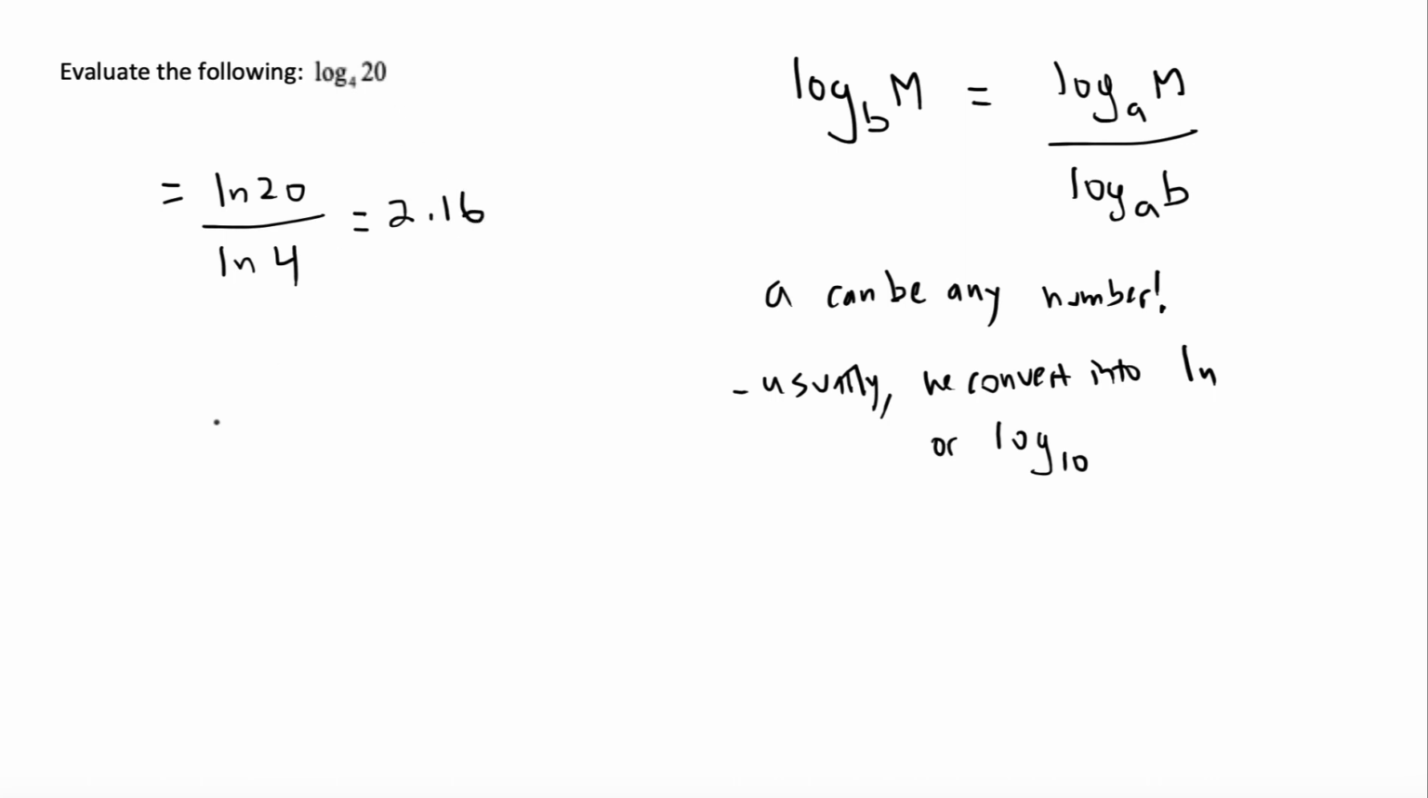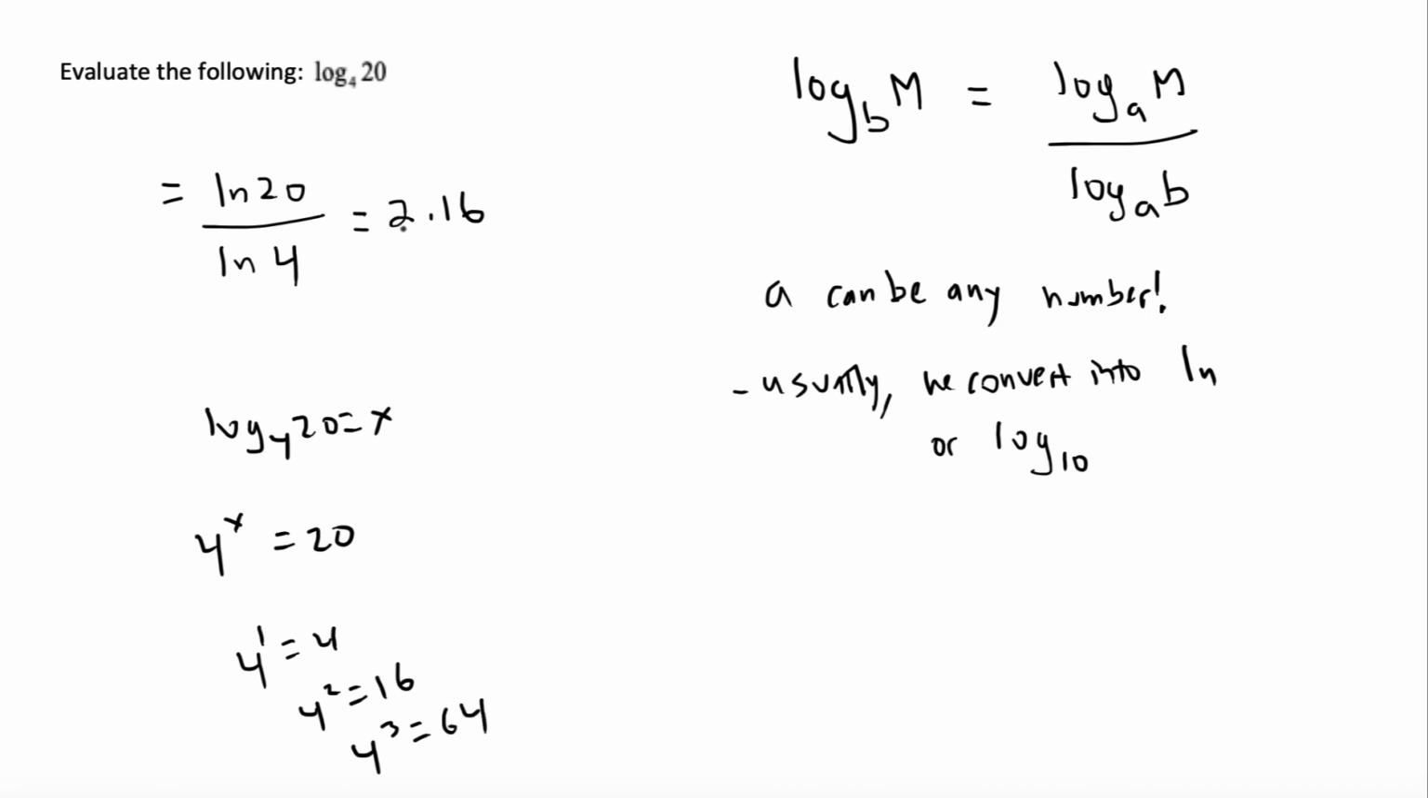If you look at log base 4 of 20 and we set that equal to x, we know that 4 to the x power is equal to 20. That's what we're calculating. We know that 4 to the first power is 4, 4 to the second power is 16, and 4 to the third power is 64. So our answer, whatever it is, should be between 2 and 3, and it is. So we can use the change of base formula to get these decimal results.